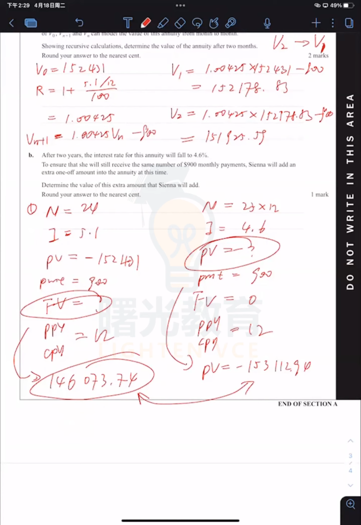So 153,112.94 minus 146,073.74. And that is equal to $7,039.20. This is the final answer. So you can see it in the real exams. Although the questions are separated into several parts, they're still testing the same thing at the core. So please watch out for it.